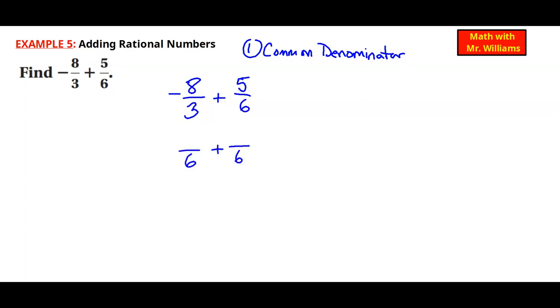Okay, so the trick to get from the 3 to the 6 is going to be this multiplier. And when we use the multiplier, we have to be fair. So we have to multiply the top and bottom by that same number.